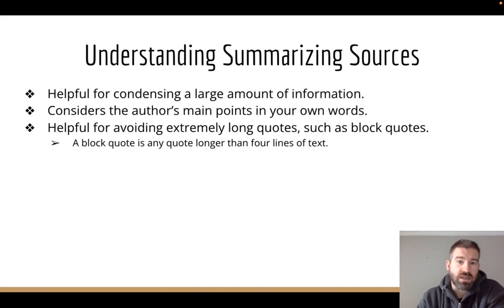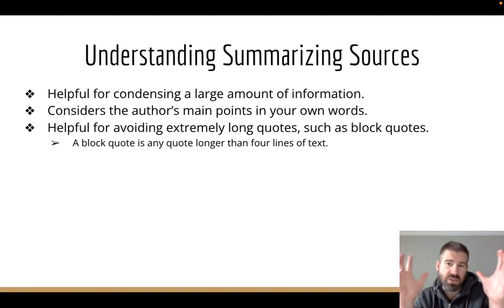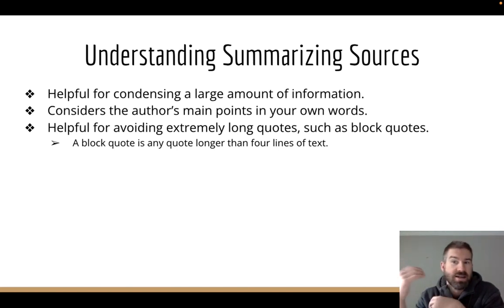Okay, so understanding summarizing sources. Again, this is a way to, like with a conversation example, take a huge piece of information and distill it down, condensing really large amounts of information, maybe taking out highly technical things that are unnecessary for what you're working on, and basically taking just the high points. What are the main points, or maybe the one main point of the source that you want to take away? And it's really, really helpful for avoiding those extremely long quotes, which we generally call block quotes.